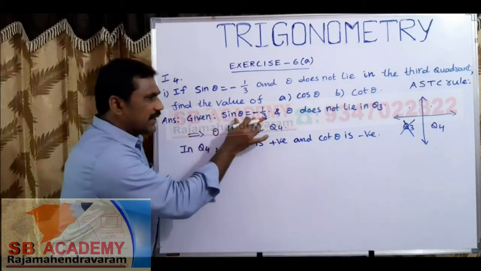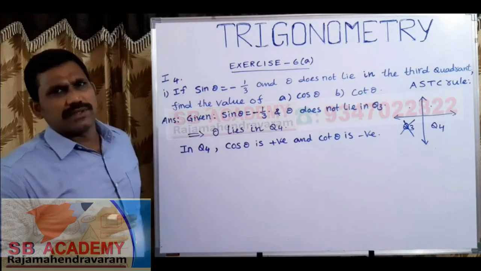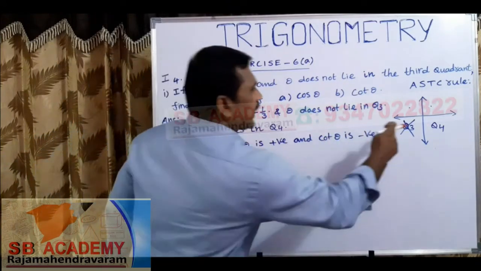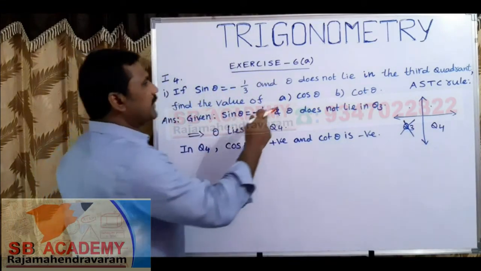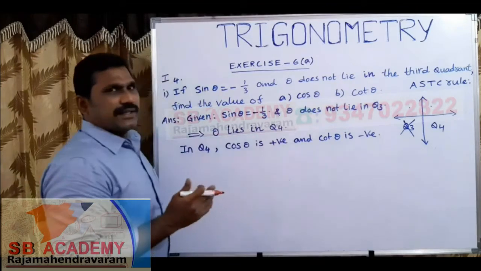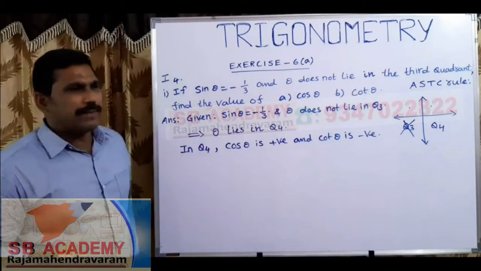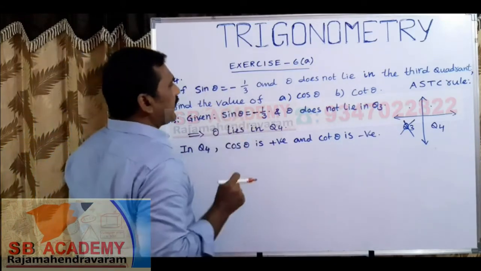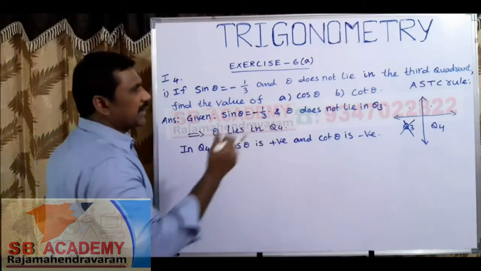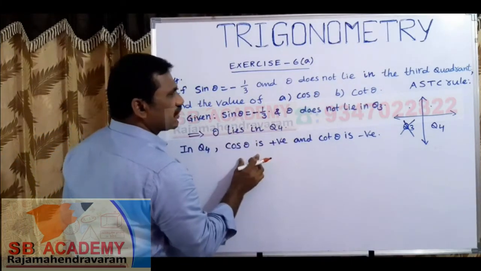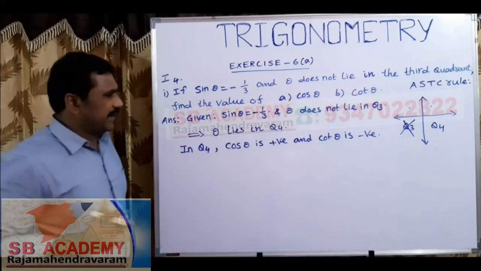Our given condition is sin theta equal to minus 1 by 3. That is negative. Sin is negative in the case of third and fourth quadrants. But the given condition is theta does not lie in Q3. It means the given trigonometric ratio lies in fourth quadrant. In fourth quadrant, cos theta is positive and cot theta is negative. Remember that one. Okay, right.